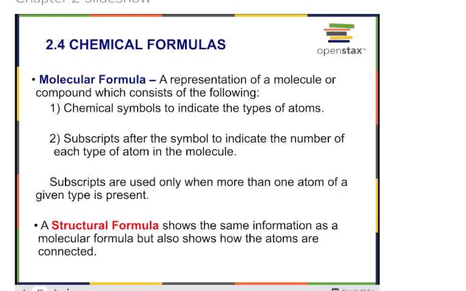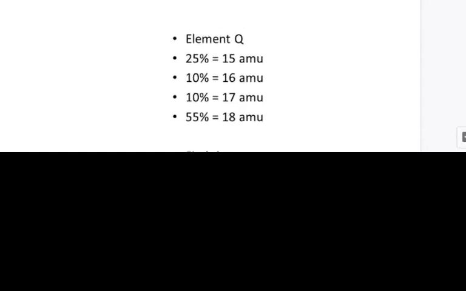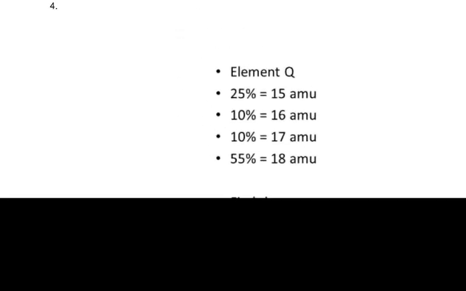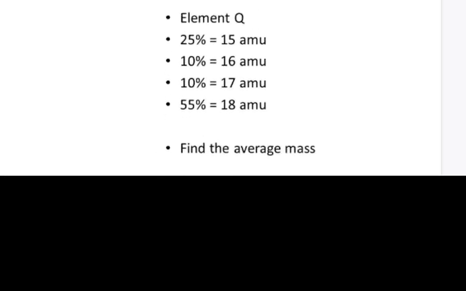That will conclude our lecture for the day. Please pause the lecture as there is an exit ticket coming. Go ahead and pause the screen. Here's your exit ticket. You are to find the average atomic mass for element Q using its percent abundance as follows. Find the average mass.